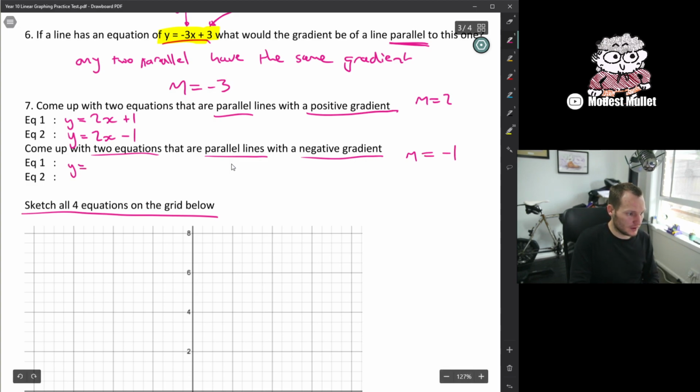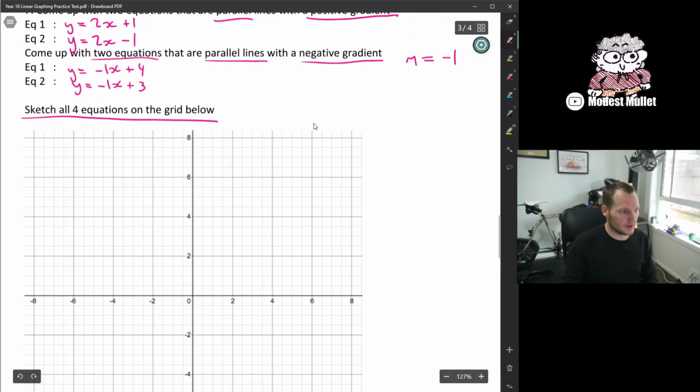So I get y equals -1x, and same here, this one also needs to be y equals -1x. They have to have the same gradient because they're parallel, and then I'm just going to pick random y-intercepts. So I'm going to pick +4, and I'm going to pick +3. Okay. So now we need to sketch them.